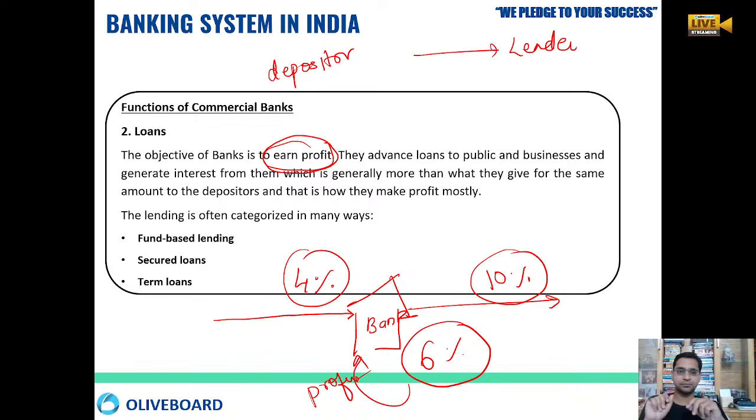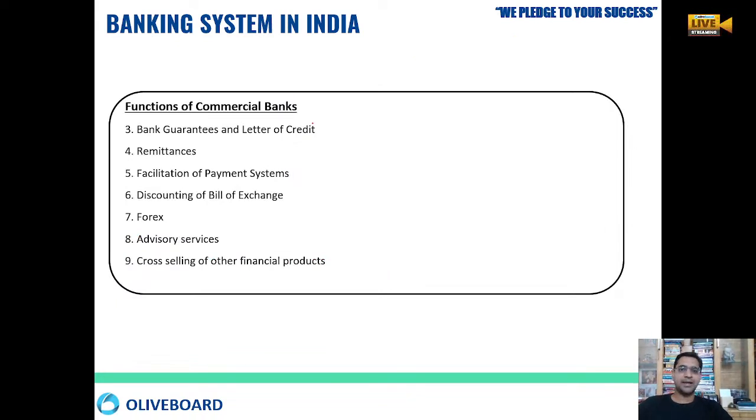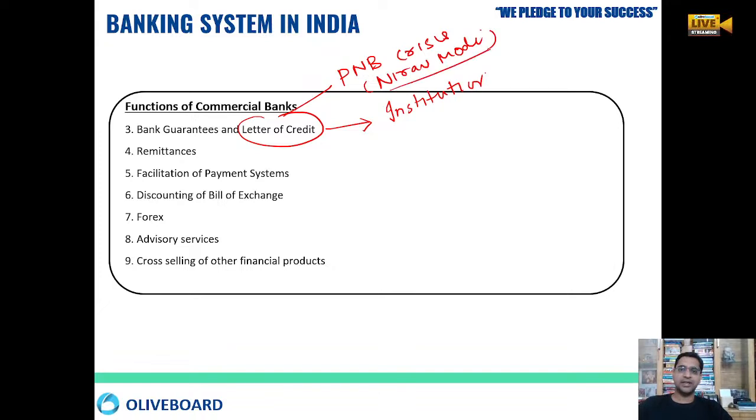So they lend in various categories, like fund based lending, secured loans by taking collateral, then term loans for longer time. Then bank guarantee and letter of credit are given to institutions, right? You might have heard about letters of credit when the Punjab National Bank crisis happened, when Nirav Modi took undue advantage of the letter of credit. Then banks help with remittance facilities.